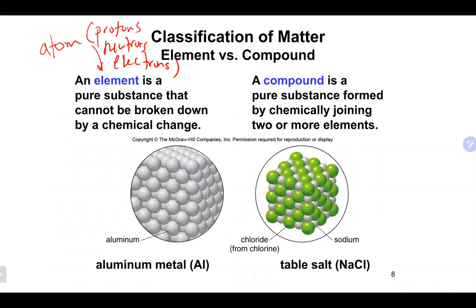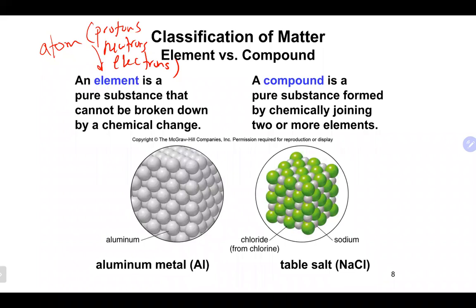Now, a compound, on the other hand, is a pure substance that is chemically joining two or more elements. So atoms of two or more elements coming together makes a compound. Like we see down there, table salt, which is sodium chloride, is a combination of sodium and chlorine, and that is a compound. It's an ionic compound. Aluminum by itself is just an element.